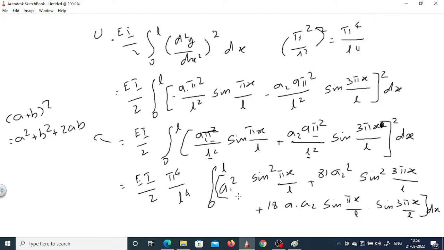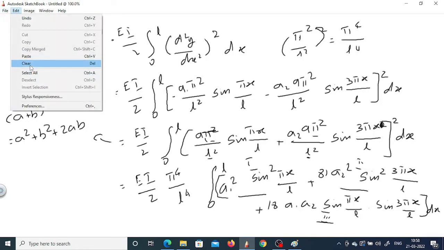Here you see the three terms are available. The first term is a1 square sin square pi x by l. The second term is 81 a2 square sin square 3 pi x by l. The third term is 18 a1 a2 sin pi x by l sin 3 pi x by l, I got. So I can integrate individually the first term first, second term second, and the third term thirdly. So now I can rub the board and I can move to the next step.